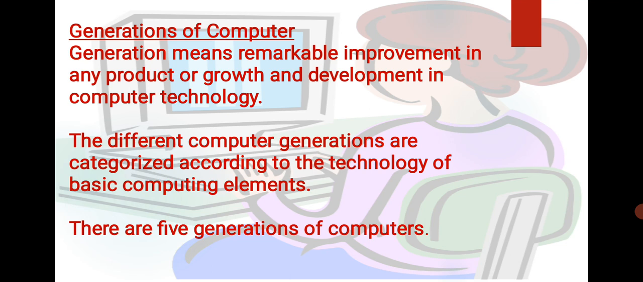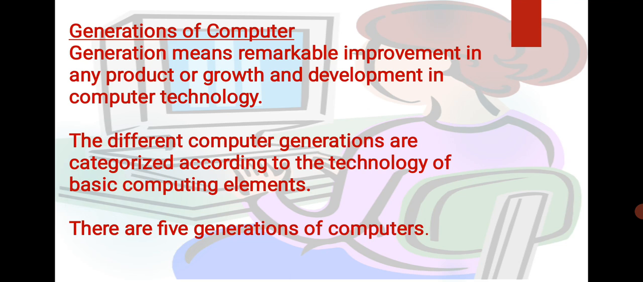Children, now we will come to know more precisely about generations of computer. Generation means remarkable improvement in any product or growth and development in computer technology. So, what is the meaning of generations of computer? Generation means remarkable improvement in any product or the growth and development in the computer technology. So, in general sense, it means growth and development in computer technology.